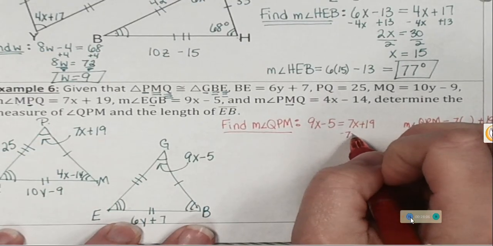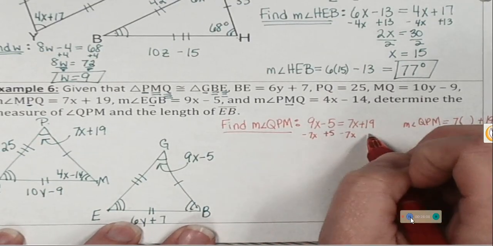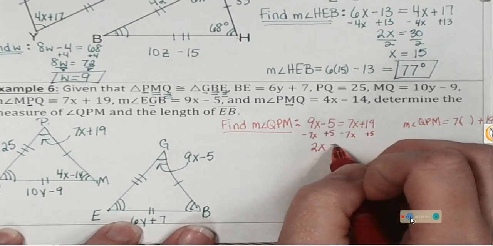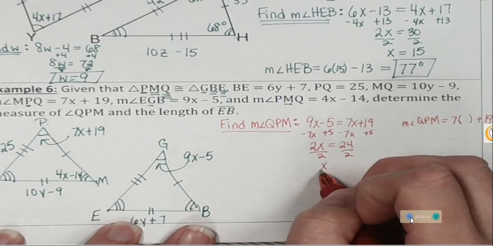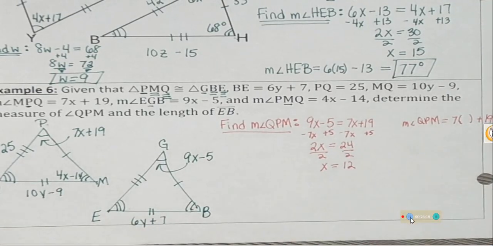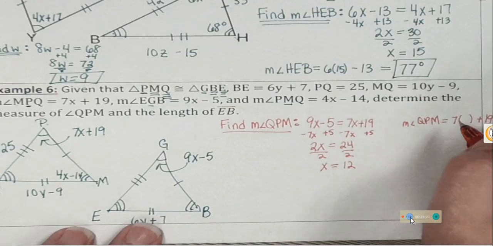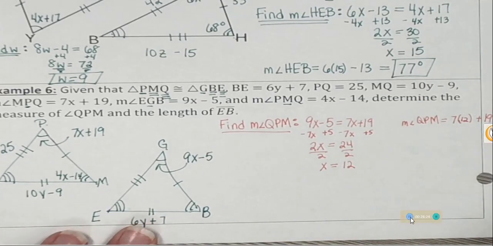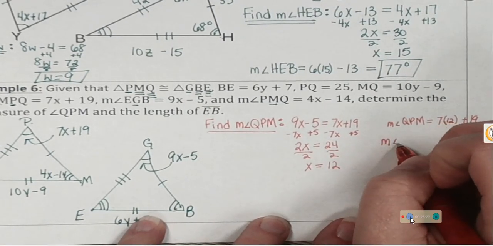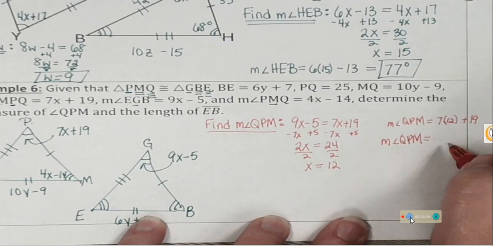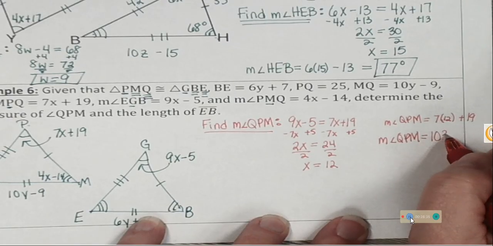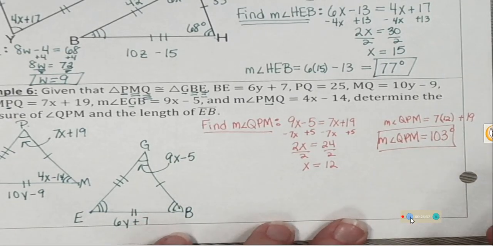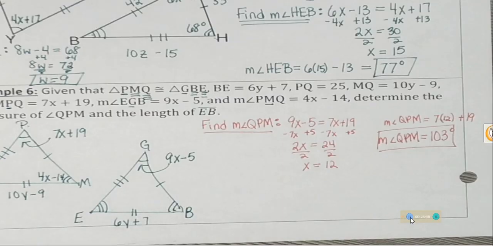I'm going to subtract 7x from both sides. I'm going to add 5 to both sides. So, I get 2x equals 19 plus 5, which is 24. So that when I divide by 2, what is your x value? 12, my friends say. Now, you can go back over here and do 7 times 12 plus 19. Now, you tell me, what did you get for the measure of angle QPM? Did y'all get 103 degrees? Double check. That's what I typed, but I could be wrong. All right? So, that's how I find the measure of angle QPM.